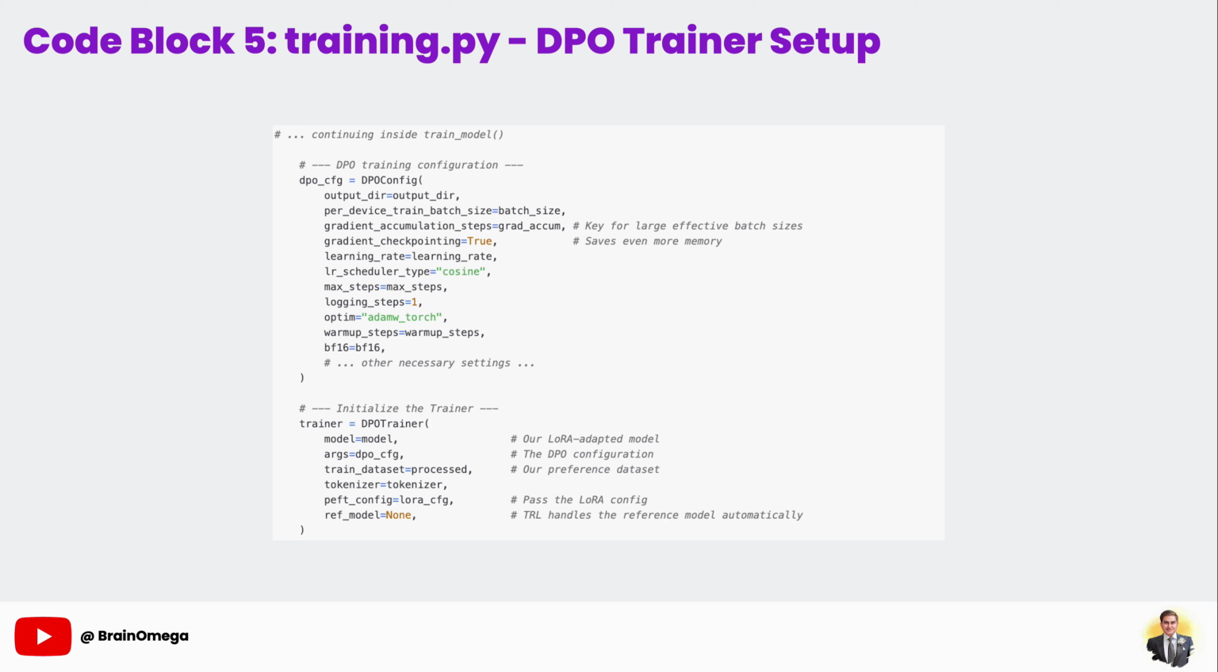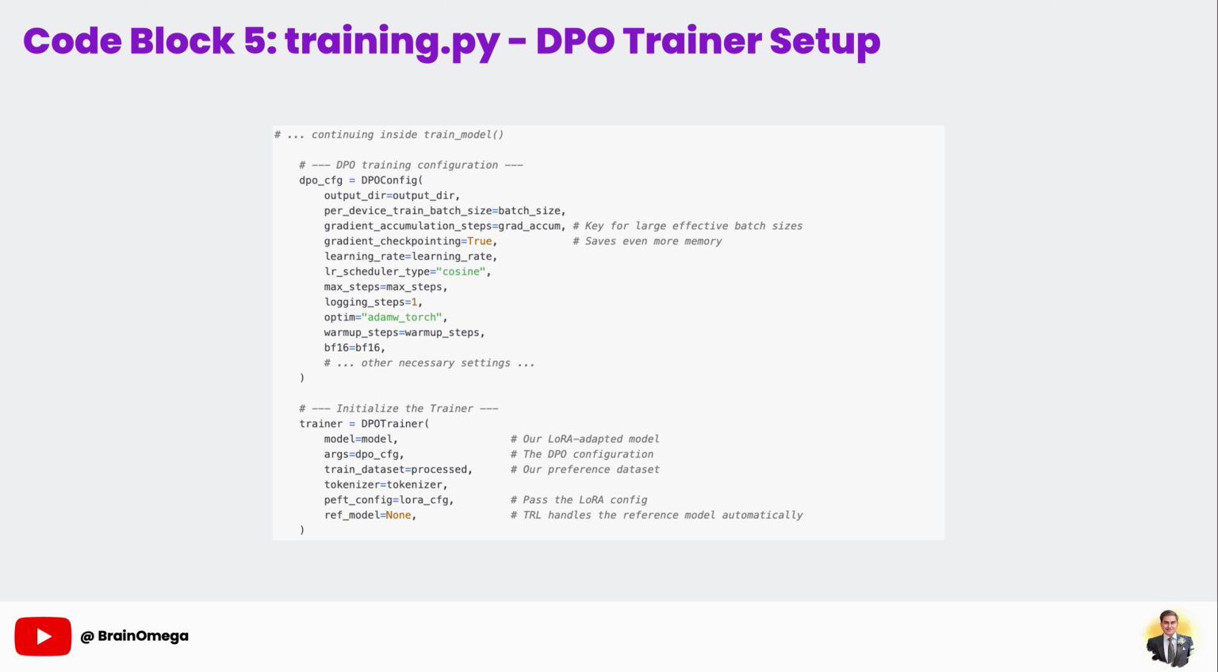Now we're at the final setup step before training, configuring the DPO trainer. This is a fantastic high-level trainer class from the Hugging Face TRL, or Transformer Reinforcement Learning library. It abstracts away all the complex math of the DPO loss function. First, we create a DPO config object. This holds all the training hyperparameters. Let's highlight a couple of key ones.